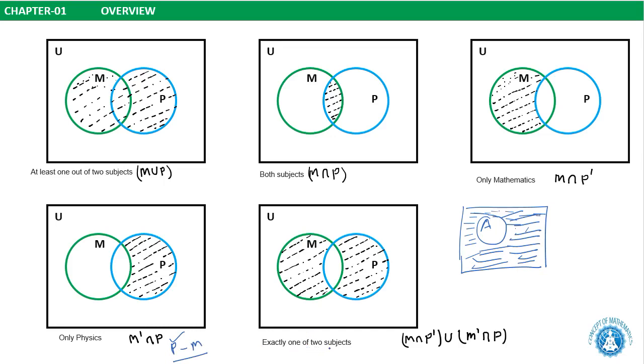Exactly one of two subjects can be represented by this Venn diagram. This will be M intersection P complement union M complement intersection P, or in another way we can write it as M minus P union P minus M. These are the same thing.